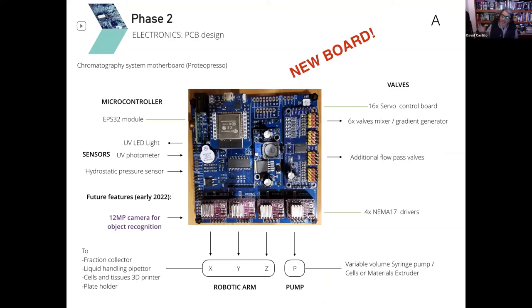And we have another NEMA that is controlling a variable volume syringe pump that is the one that we're incorporating the buffers required for all the processes, for washing and for eluting the proteins or washing the cells or washing the material. This also can be used as an extruder for other type of materials that will allow the system to become a 3D printer for tissues and many other things.